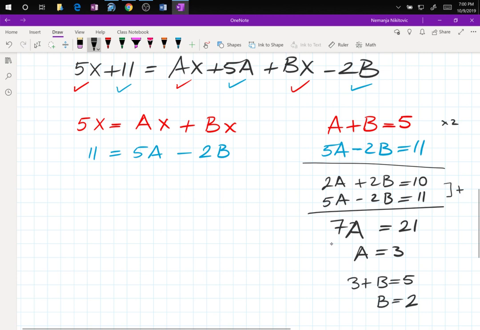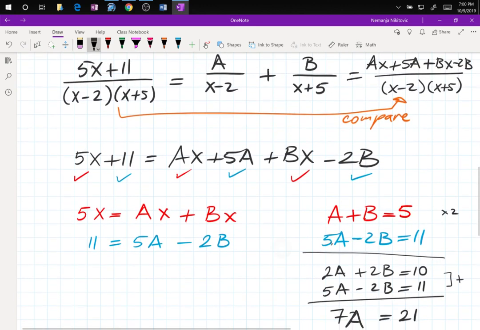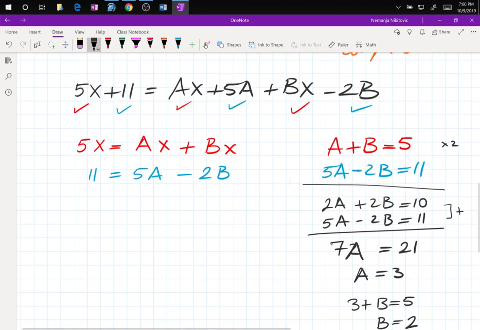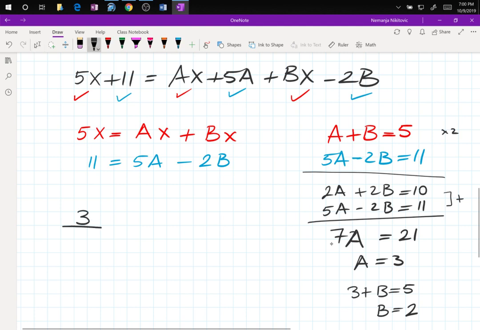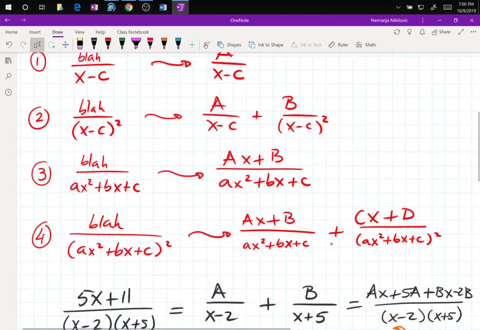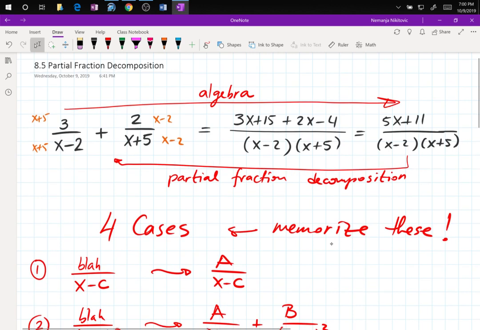So I have the A and B. I go here and I say A was over x minus 2. So 3 over x minus 2, because that's your capital A. And then plus B was 2 over x plus 5. You go up all the way, and haha, that's exactly what we were aiming for.